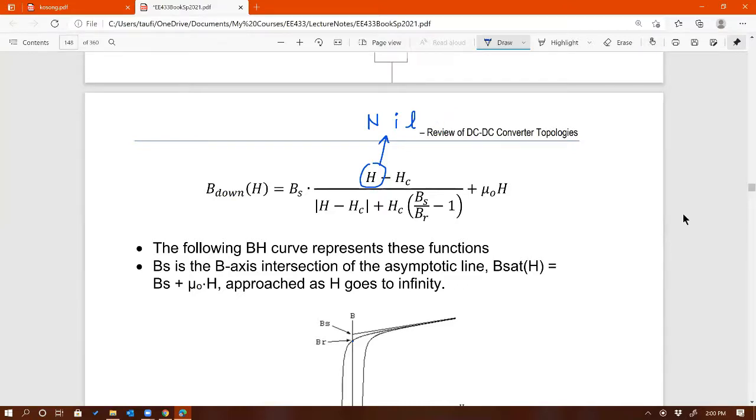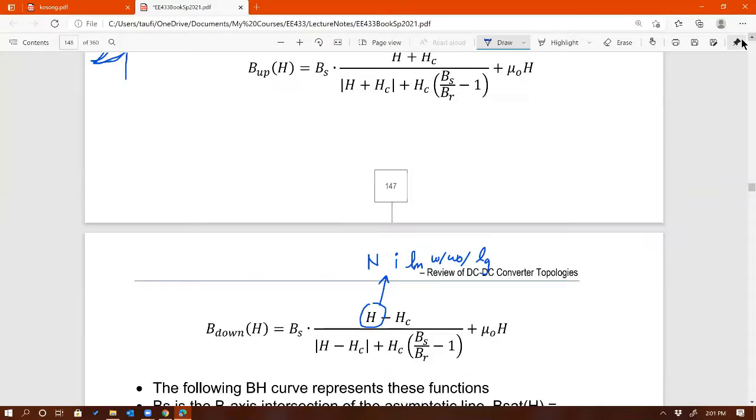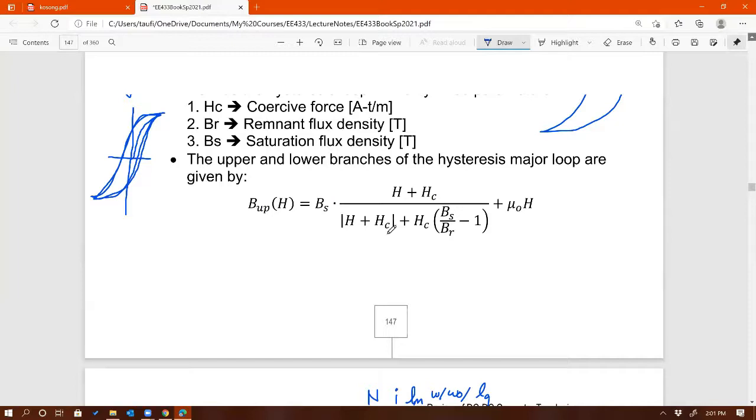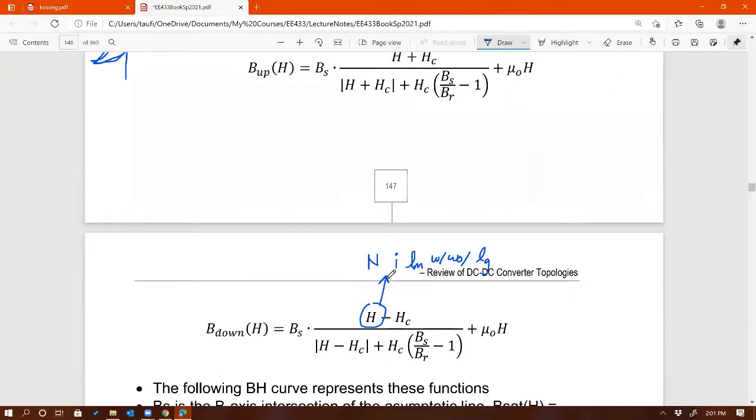So the mean path length, with or without LG, which is the air gap. Okay, so those are the parameters that you need to put in, right? Right there: H of C, B of R, B of S, and then N, and then LM, and then LG. What about I? Well, I is the one that you're simulating, right?